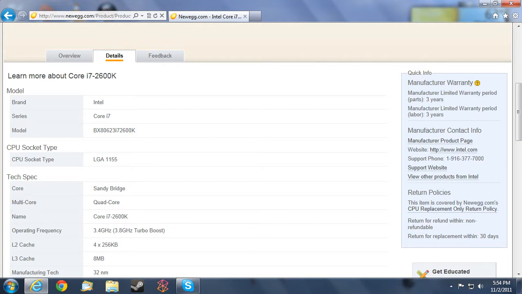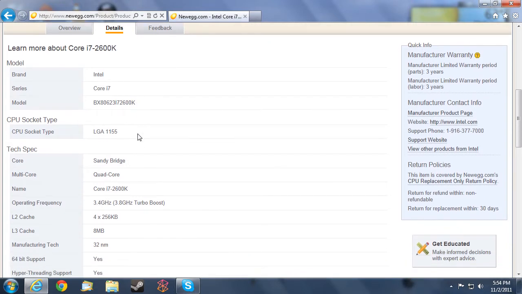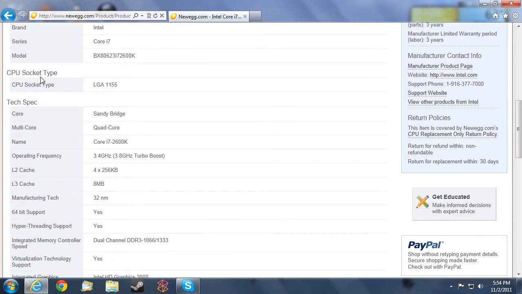So here's the processor. We're looking at the Intel Core i7-2600K. The brand's Intel. The other big brand's AMD. This series is the Core i7 series. And here's the exact model number. CPU socket type: LGA 1155.